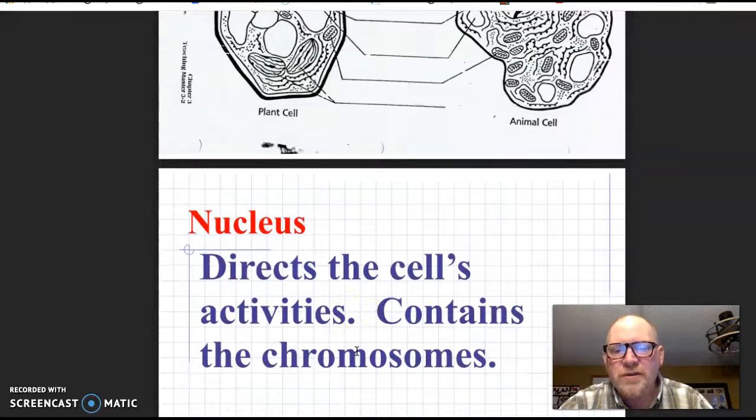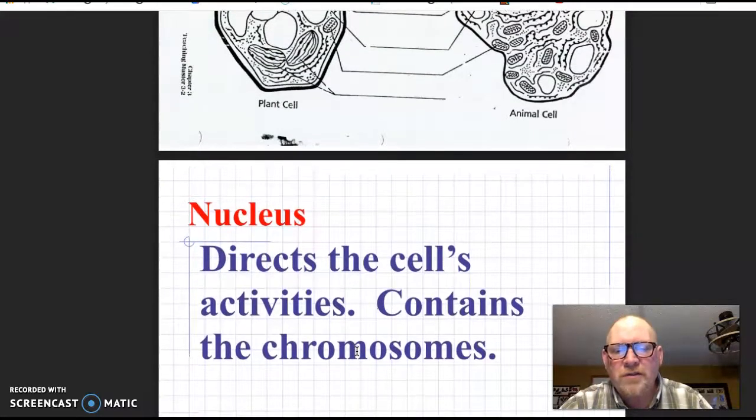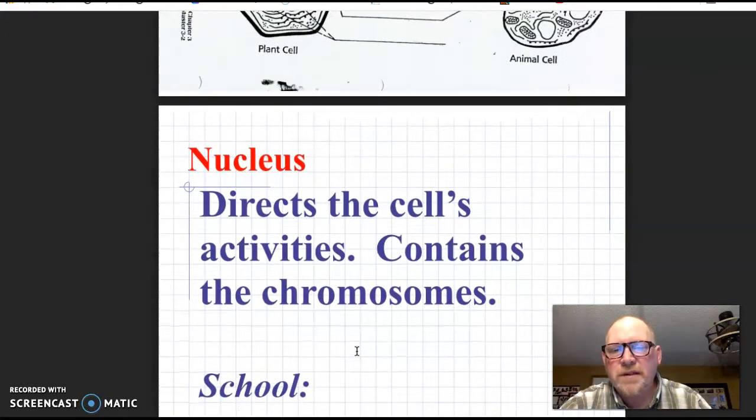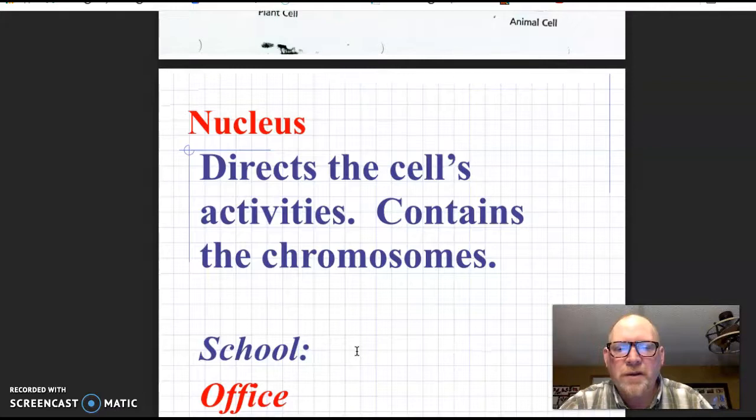It's a control center. It directs all the activities within the cell. It tells what proteins need to be made. It sets it up so when it needs to reproduce or copy itself, those things are all controlled by the nucleus. And in the nucleus is where your chromosomes are housed. Your genetic material is contained.